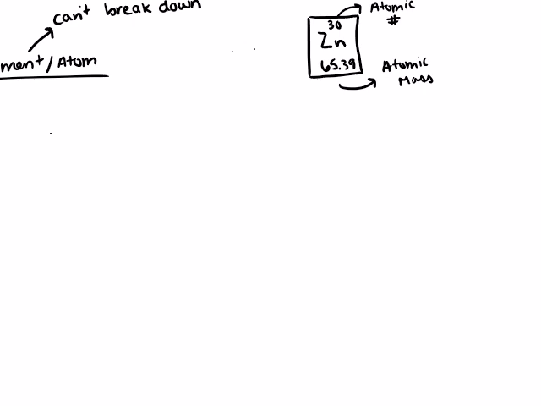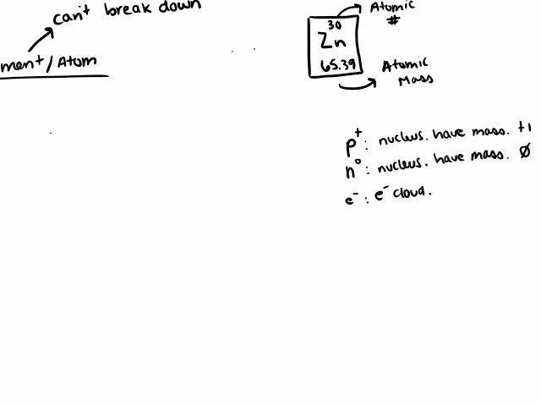So within an atom, we are going to have protons, which I abbreviate with a P, neutrons, and electrons. Protons are located in the nucleus. They have mass and also a +1 charge. Neutrons are also in the nucleus. They also have mass and they have no charge. They are neutral. Electrons are located in the electron cloud. For our purposes in Chem 1, they have no significant mass, but they do have a charge of -1.